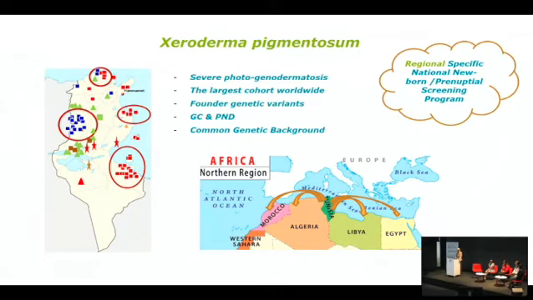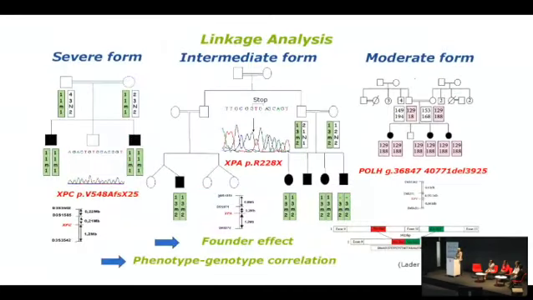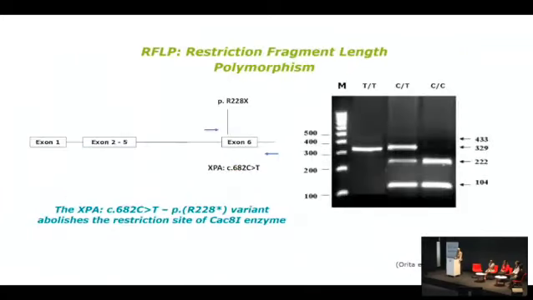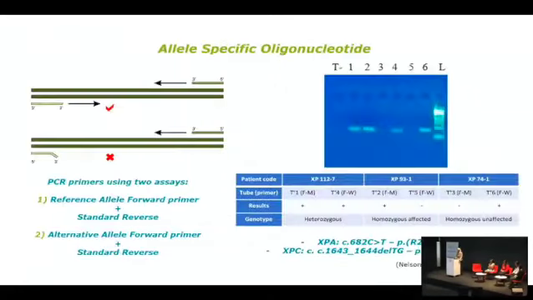Using indirect genotyping tools is not only valuable for low and middle income countries, but when it comes to national screening programs, it's also useful for rich countries. So we started our journey with linkage analysis by means of microsatellite homozygosity mapping. Despite showing founder effect, the lack of information in certain families was behind abandoning these techniques. Then we moved to restriction fragment length polymorphism. This technique was time-consuming and limited to a certain number of variants, so we left it aside.